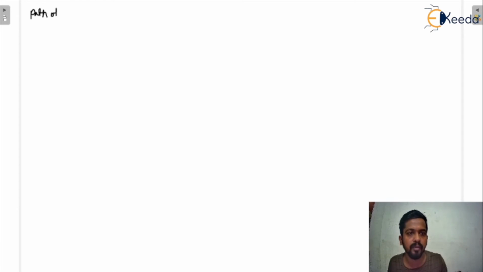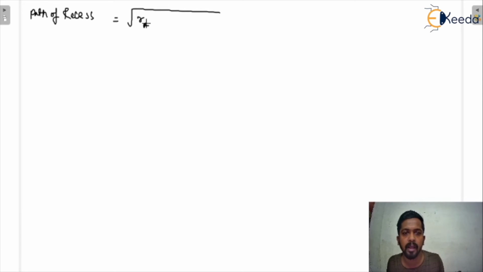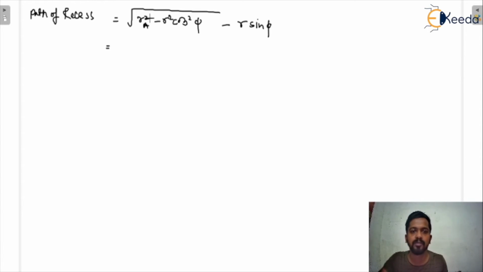So path of recess, what is the formula of the path of recess? That is the square root of small r a square minus r square cos square phi, minus r sin phi. Okay, now just put the value because we have the value of r and cos phi.